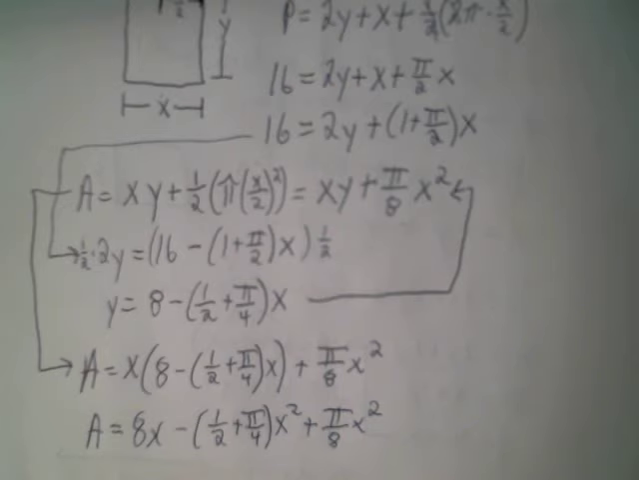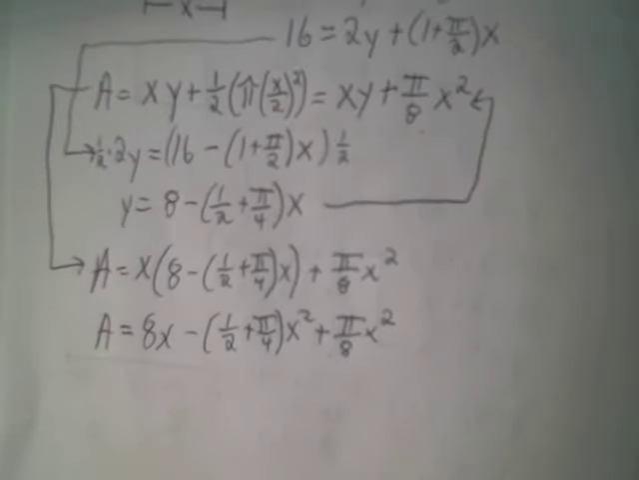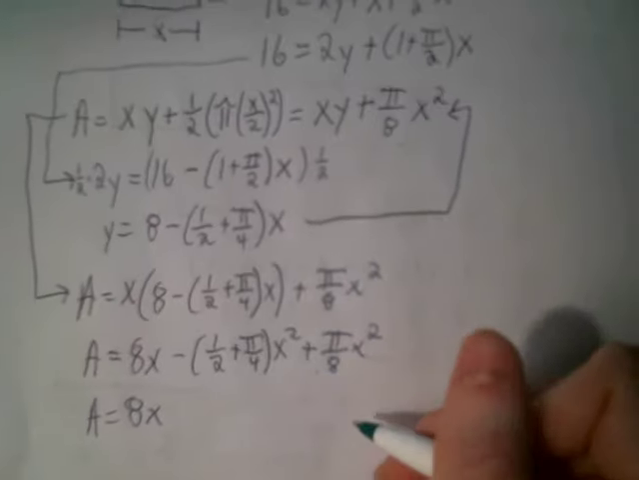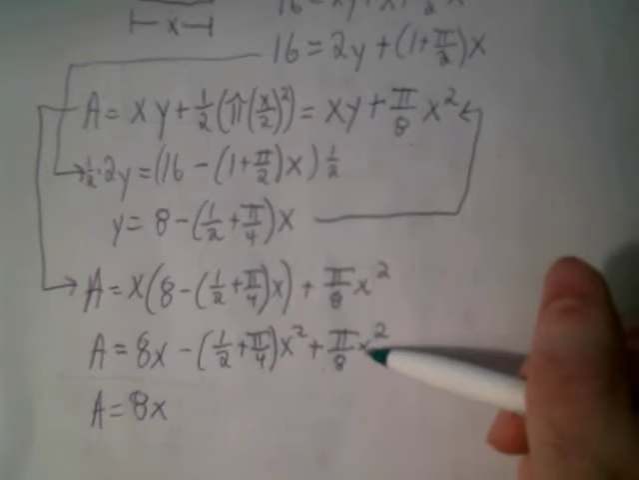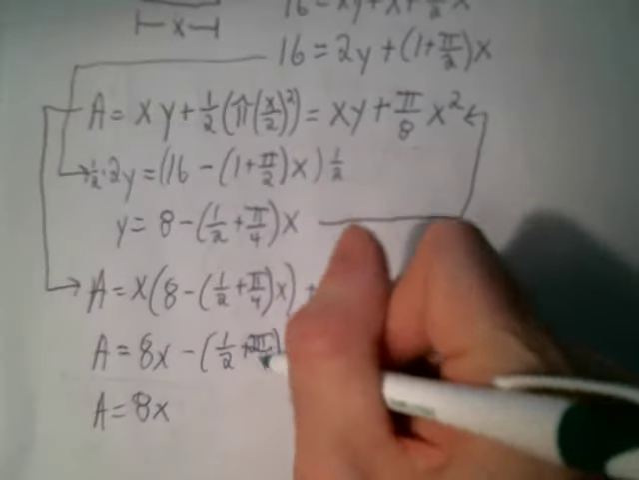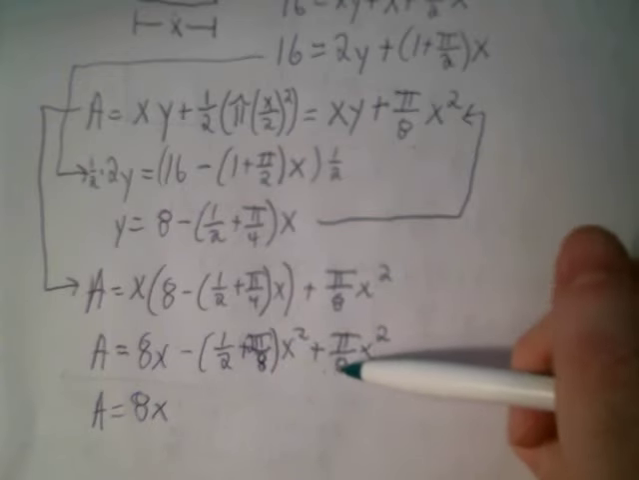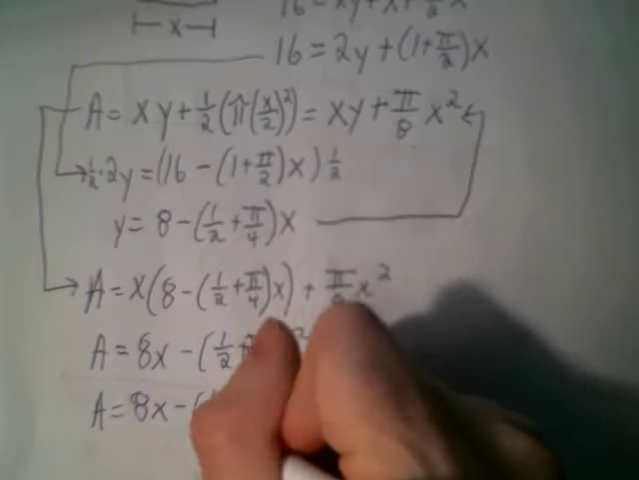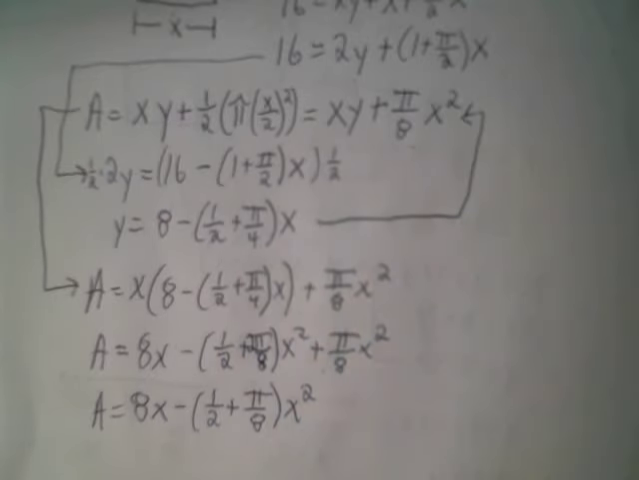Okay, if we want to, we can sort of combine these two guys together by adding their coefficients together. Okay, so we'll have minus 1/2, minus pi over 4, minus pi over 8. So pi over 4 is the same as 2 pi over 8. So minus 2 pi over 8 plus 1 pi over 8 is minus pi over 8. So I end up with minus 1/2 plus pi over 8 x squared.